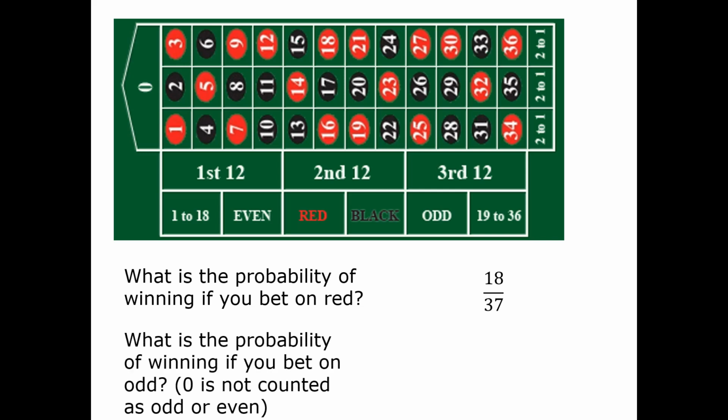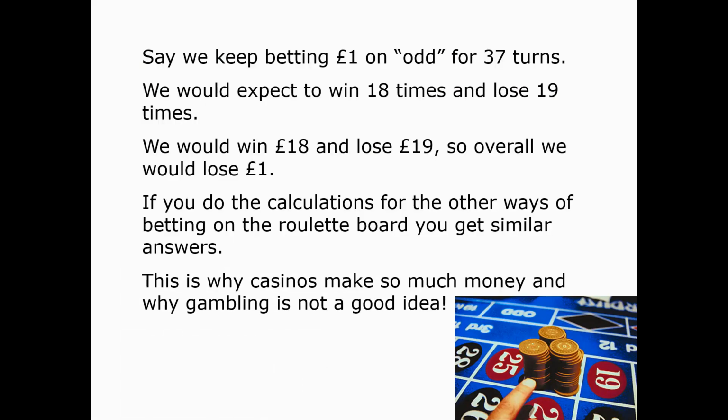What's the probability if you bet on odd? You need to remember here that 0 is not counted as odd or even. So pause the video until you've got your answer. It's the same, isn't it? It's 18 out of 37 because there are 18 odd numbers. Say we keep betting £1 on odd for 37 turns. We would expect to win 18 times and lose 19 times. So it's just the same as our previous example. We'd win £18 and lose £19. So overall, we'd be £1 down.